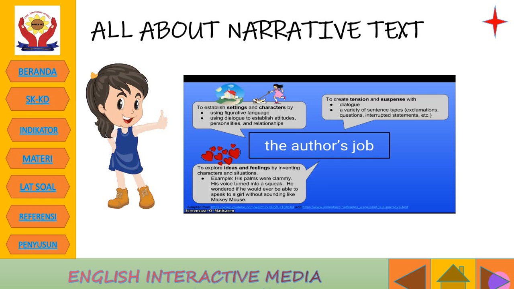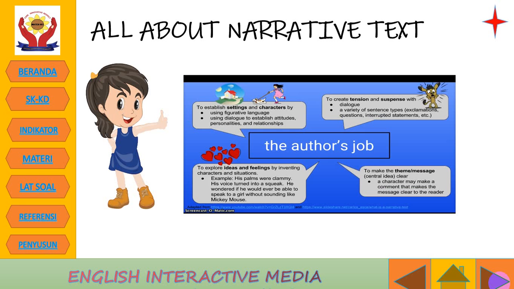All right, third, the author's job is to create tension and suspense with dialogue and a variety of sentence types, such as exclamations, questions, interrupted statements, etc. It is the author's job to get us into the story, help us kind of be anticipating what's going to happen to these characters in this setting. How are their ideas and feelings going to be expressed? Are they going to really realize what's going on in their life? Tension and suspense makes the story exciting. The author's job is to make it exciting.